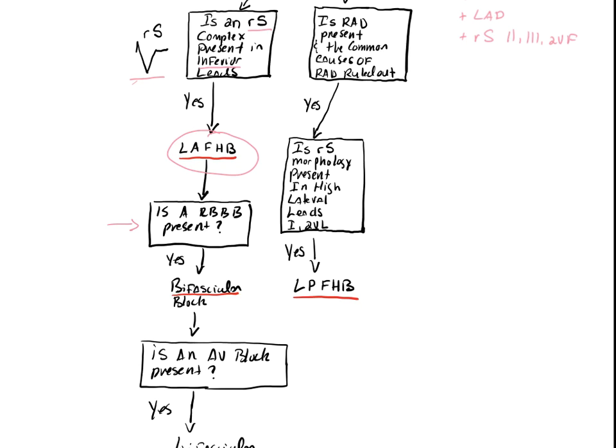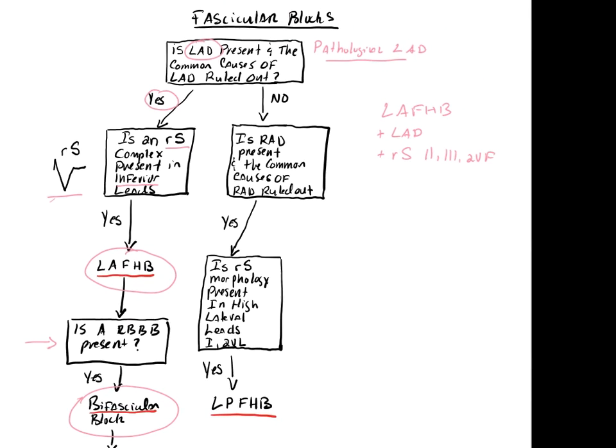If the answer to that is yes, guess what? You have a bifascicular block, right? So a bifascicular block is all of this stuff here plus a right bundle branch block. And that all equals a bifascicular block. Are you guys okay with that? Okay.